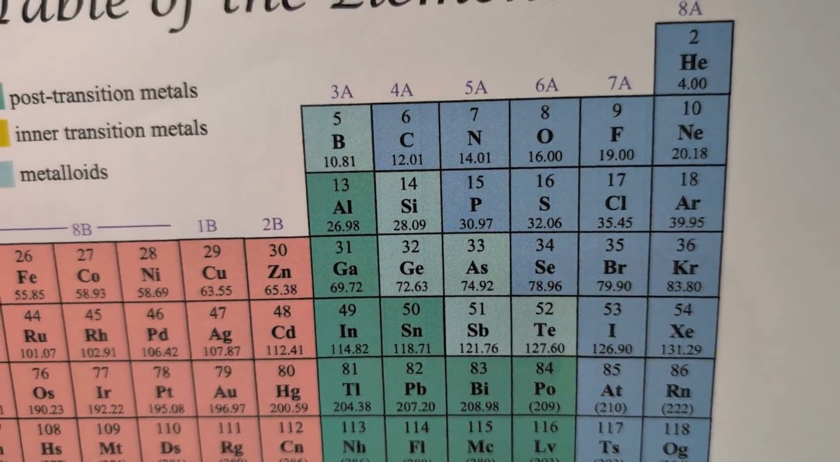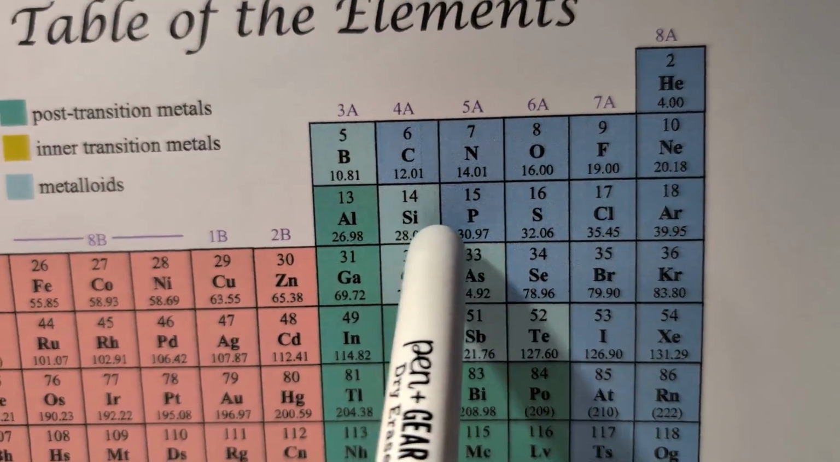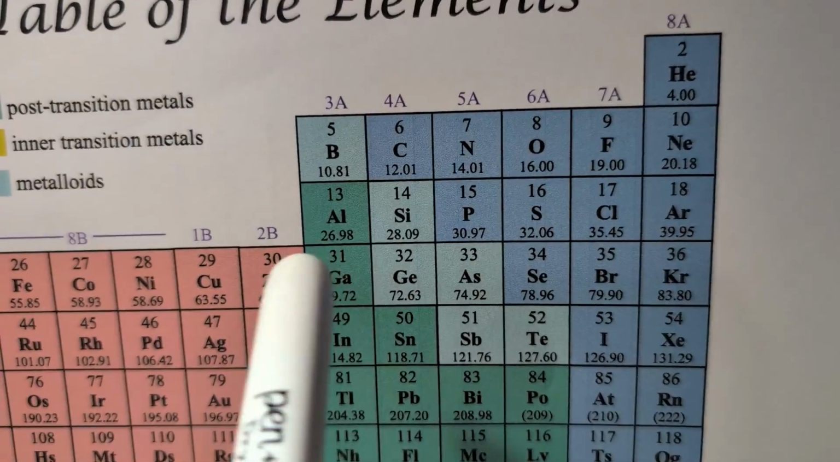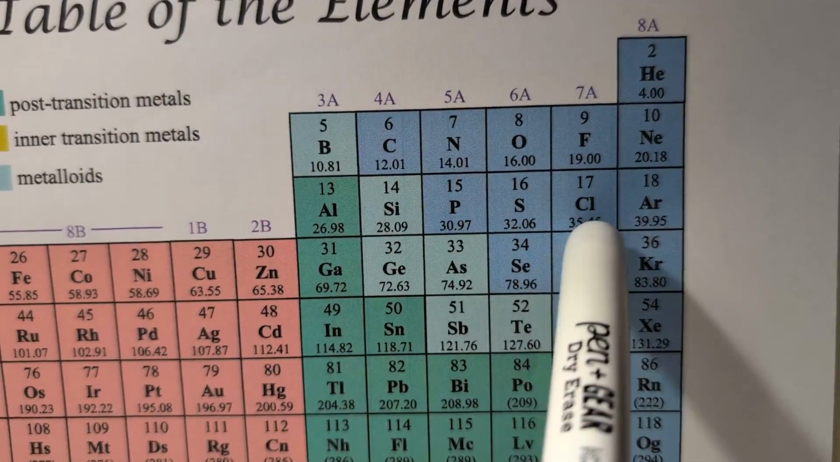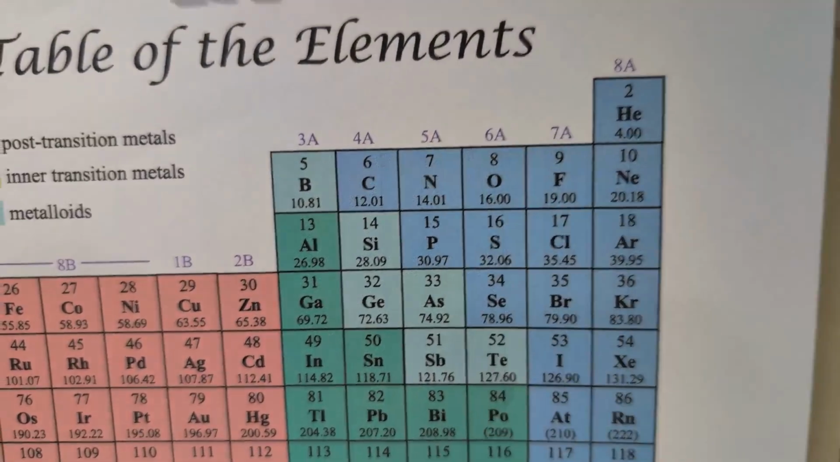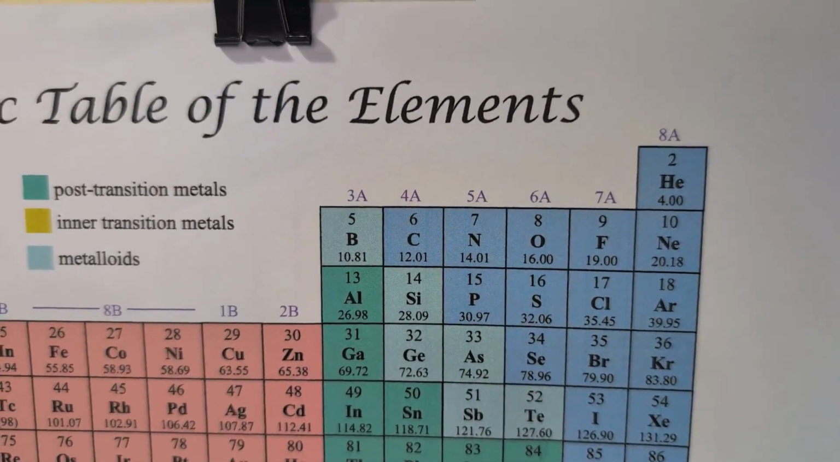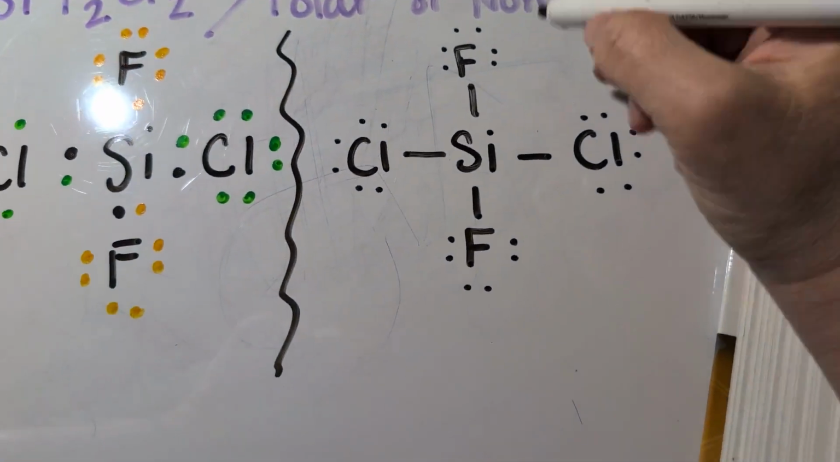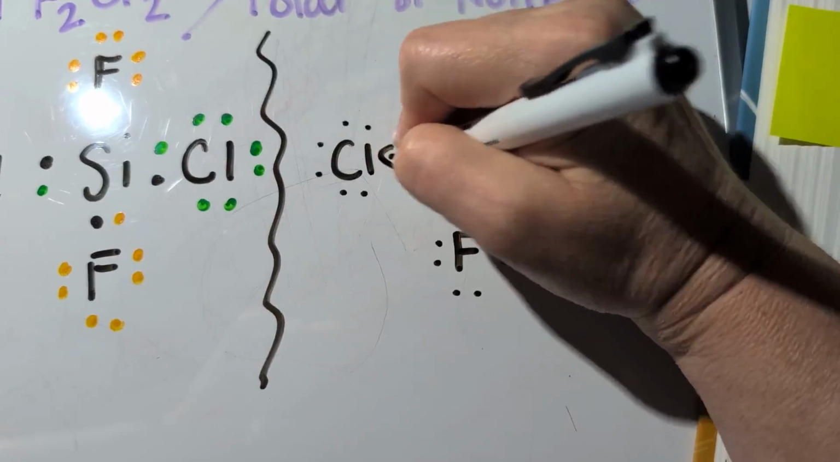So Si is here, and then here's your Cl and here's your F. Both of these are to the right or to the right and up. So these two are going to be more electronegative than the Si. So we're definitely going to draw our arrows going away from these.